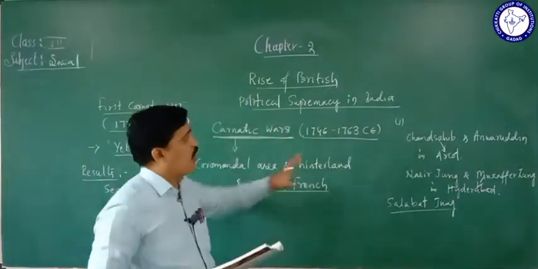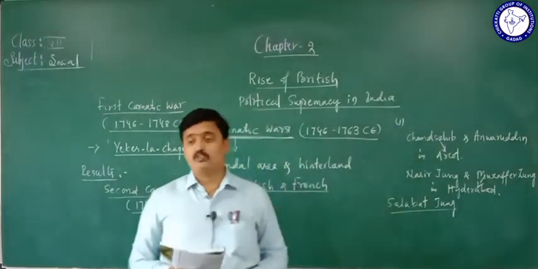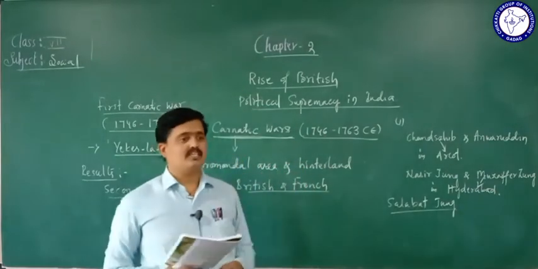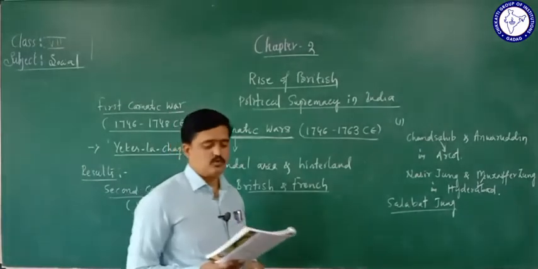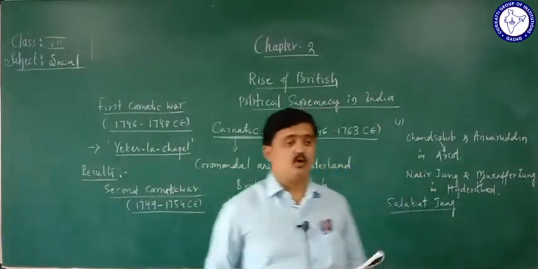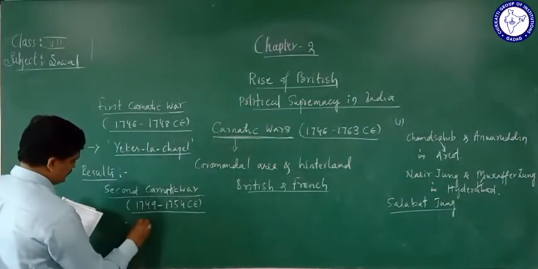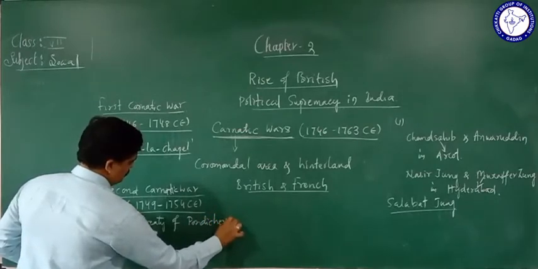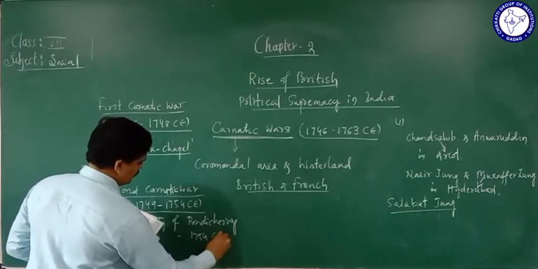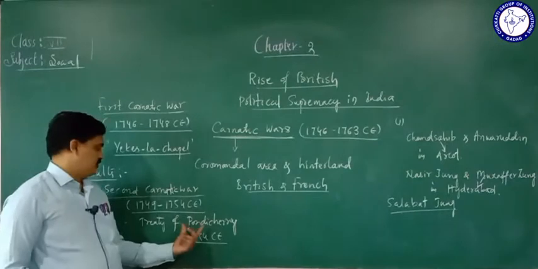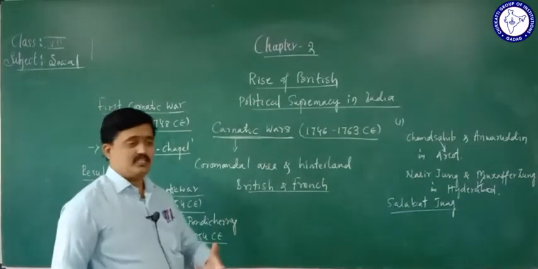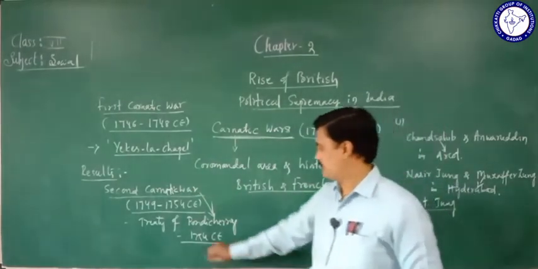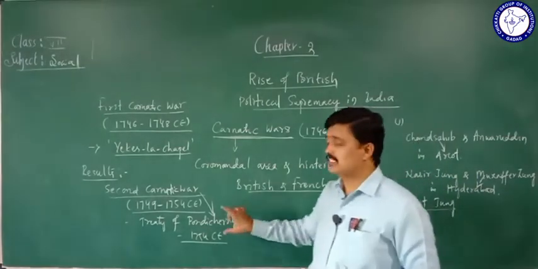See, after this war, Dupleix was recalled by the government of France. After which war? After the Second Carnatic War, Dupleix was recalled by the government of France. And this war was ended by the Treaty of Pondicherry in the year 1754 CE. Then what were the results of this war?